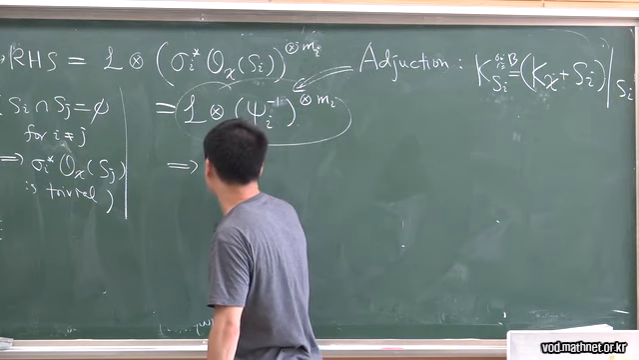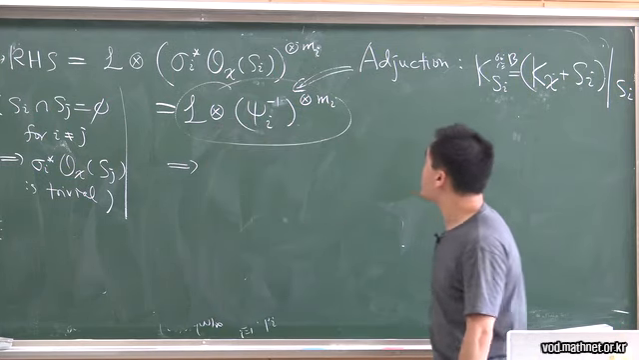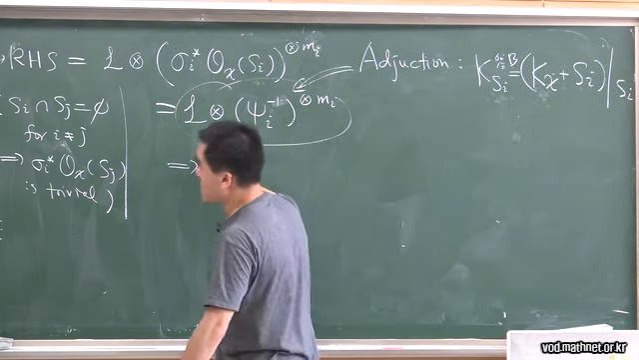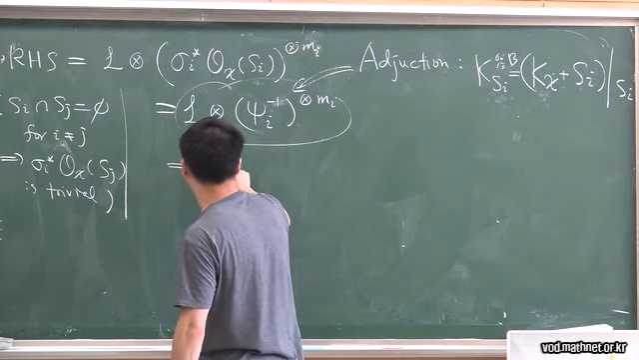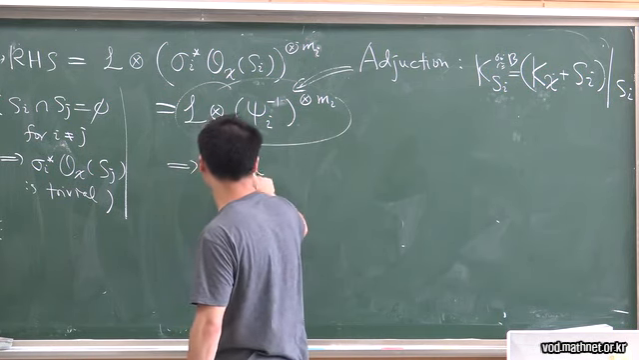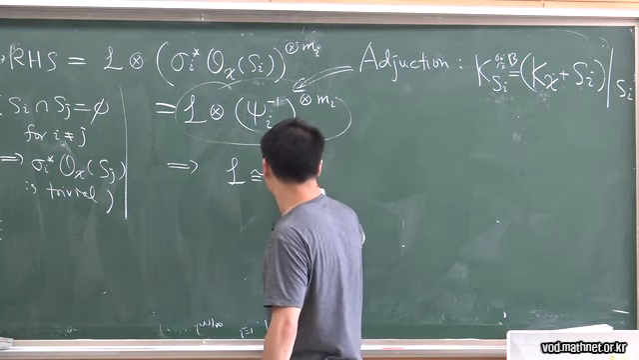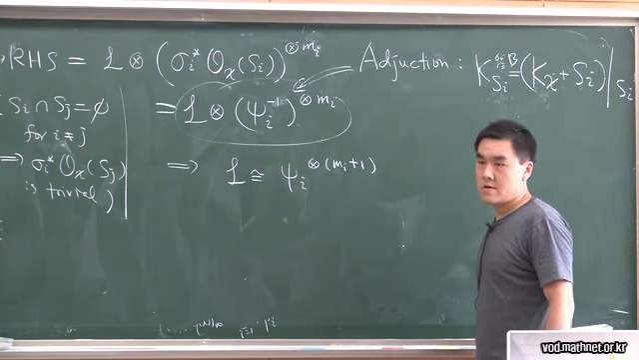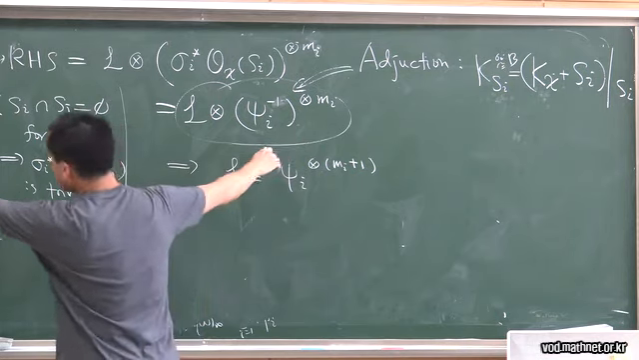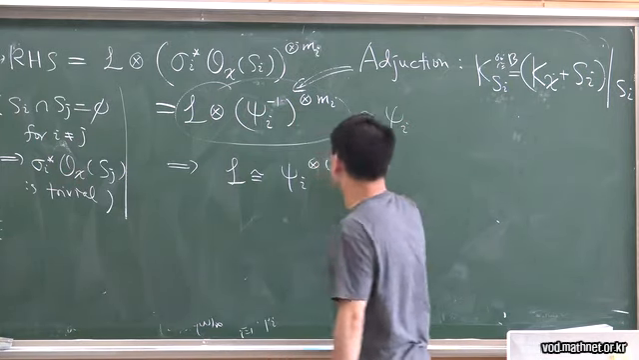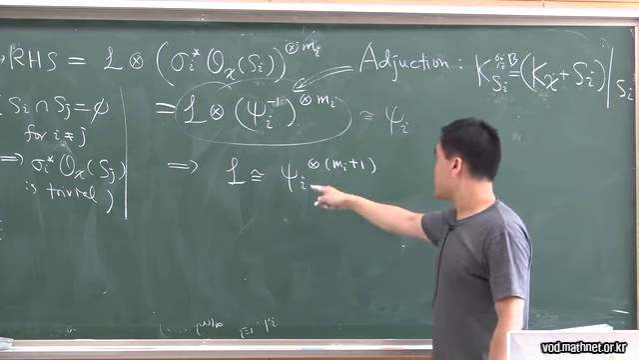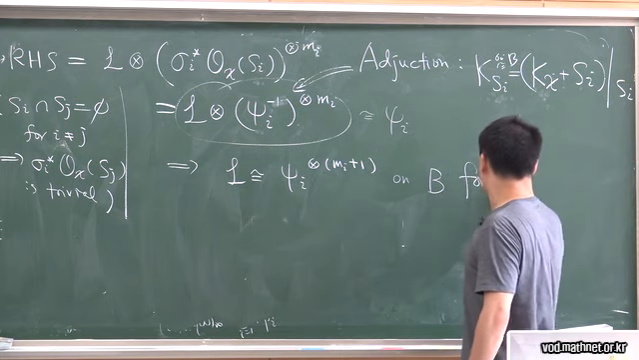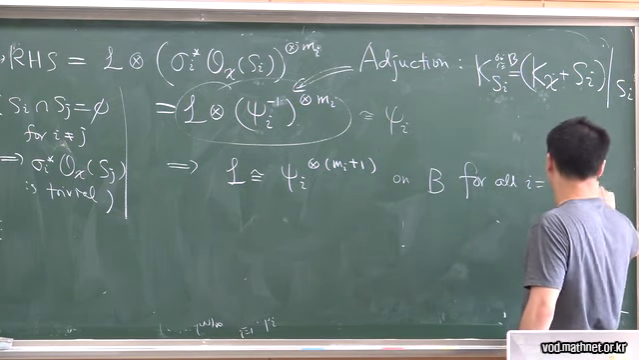So maybe let me put it this way. Here I'm using the line bundle notion, but let me also switch to the first Chern class notion. So that tells us, what do I have? I get L is isomorphic to psi I raised to mi plus one, right? Okay. So this part is isomorphic to psi I. That means I have psi I raised to the mi plus one. This line bundle is isomorphic to L on B. This for all I from 1 to n. Okay.